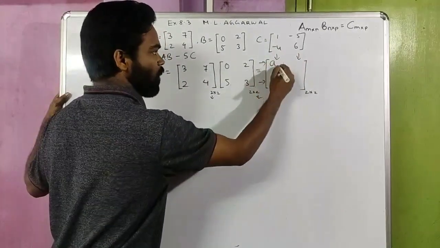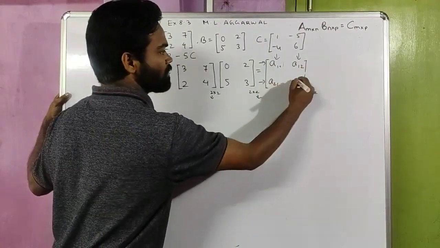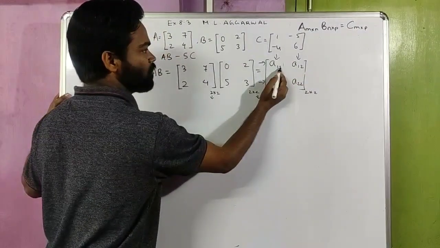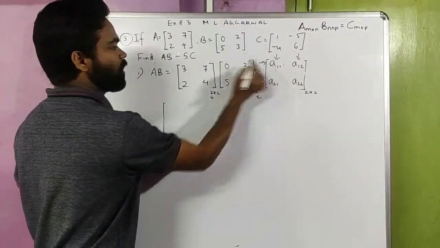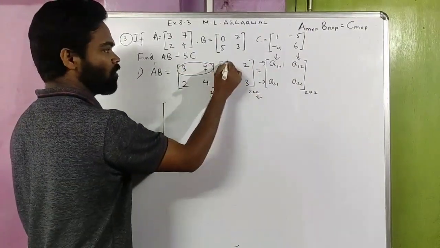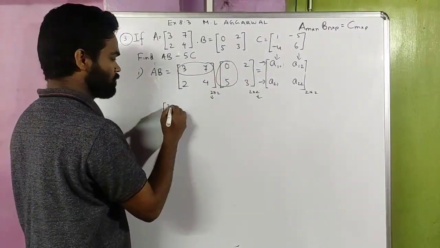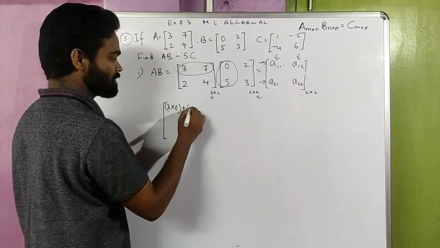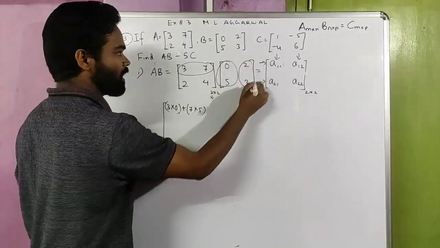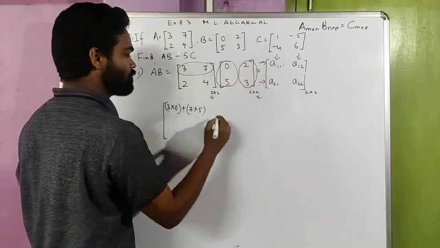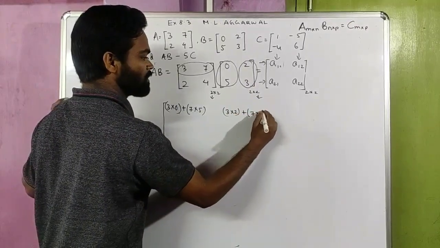This first element is A11, this is A12, this is A21, this is A22. The position: the first row, first column, the first row, second column. Now how to get this element? We know A11 means the first row multiplied by the first column. It is always row into column. So 3 multiplied by 0 plus 7 multiplied by 5. A12, the first row multiplied by the second column, sorry. So 3 multiplied by 2 plus 7 multiplied by 3.